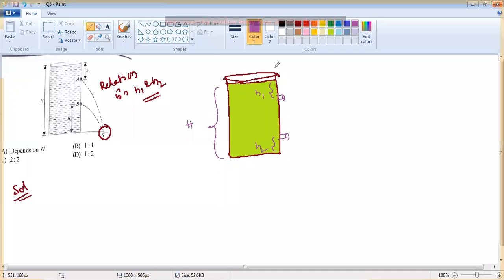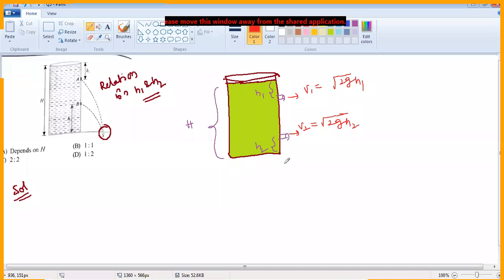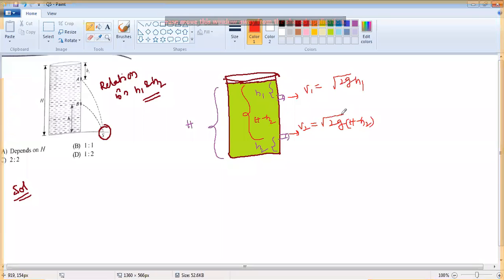You are very clear that according to Bernoulli's equation, the equation of speed of efflux, this V equals root over 2gh1. And this V equals root over 2gh2. For the second orifice, the height is H minus H2, so this is root over 2g into H minus H2, according to the equation of continuity.